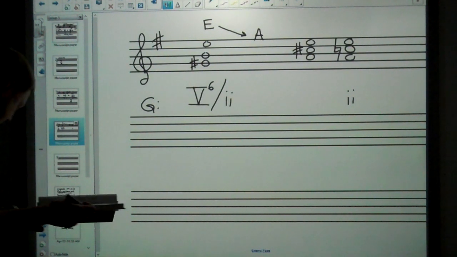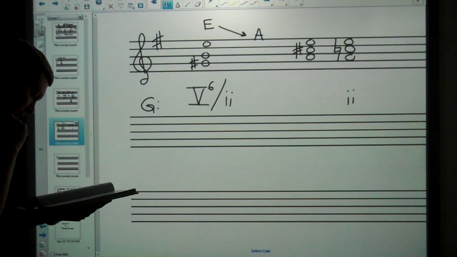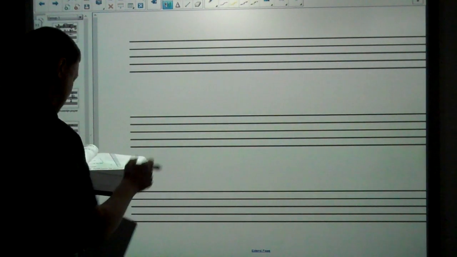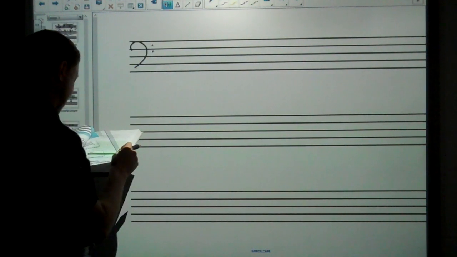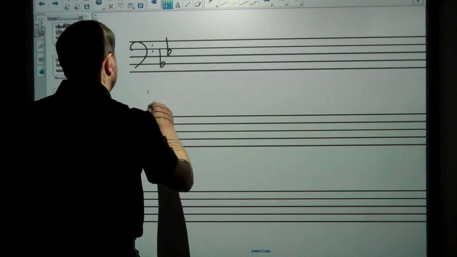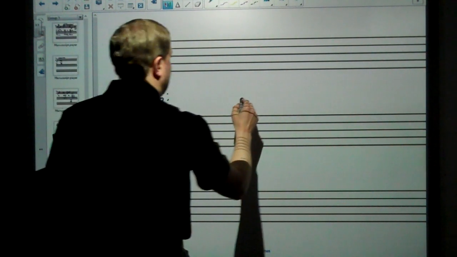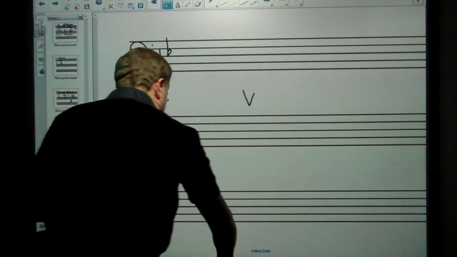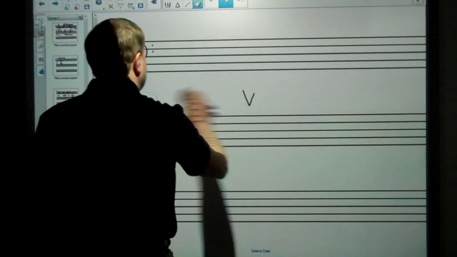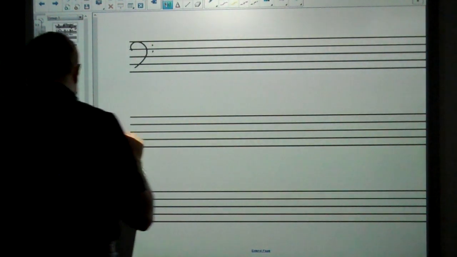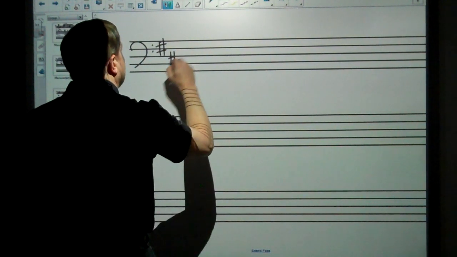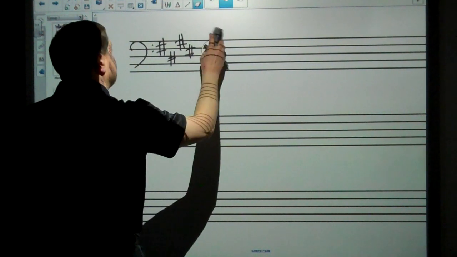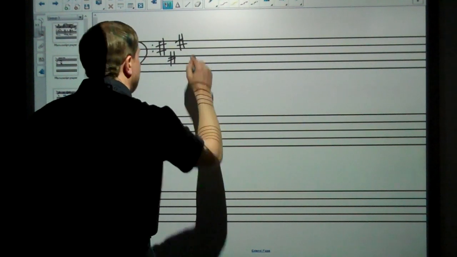Let's go ahead, and I may have time for just one more. Let's do one of these. I have a separate screen here. I'm going to be in the bass clef, and I'm in the key of B flat major. I'm looking at the wrong one. Let's do another one. Bass clef in the key of, how about C sharp minor? C sharp minor.